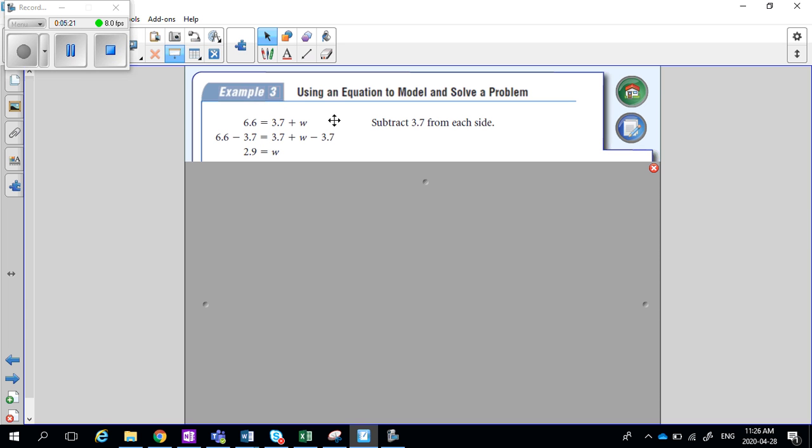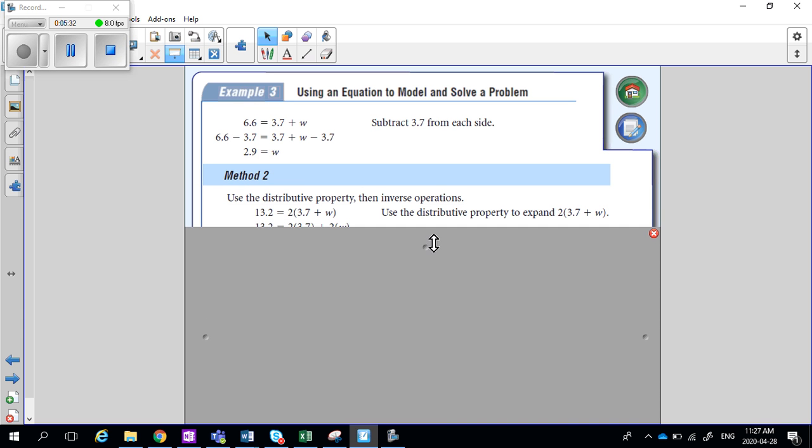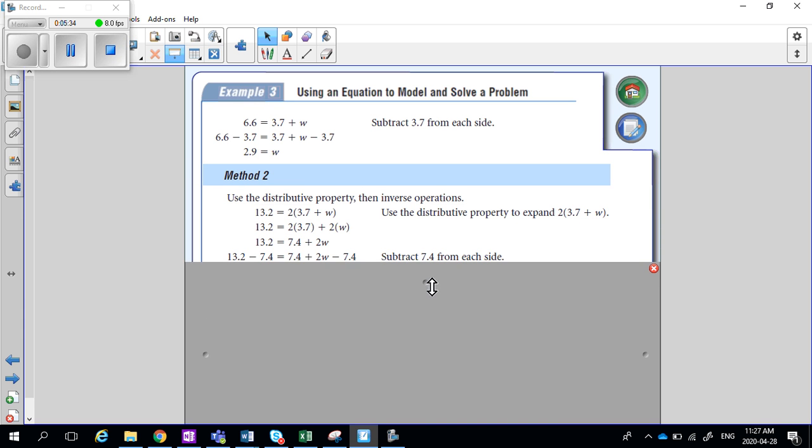So if we make a change on one side, we make the exact same change on the other side. So if we take away 3.7 here, take away 3.7 there, we have W equals 2.9. Okay, another method. Let's see what they show us for another method.